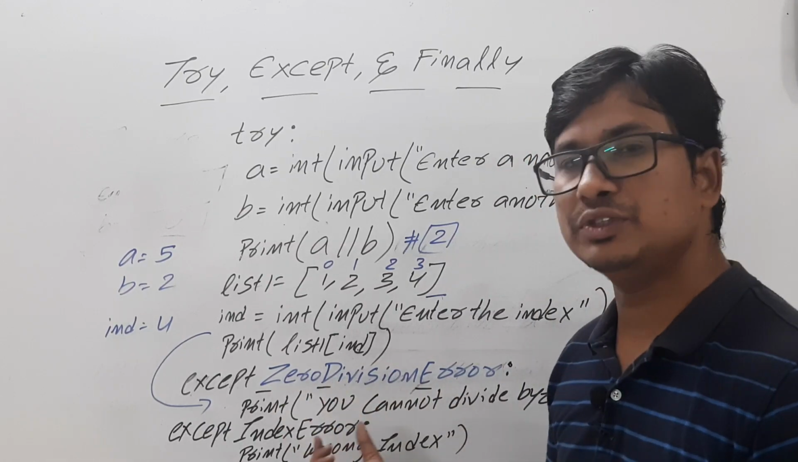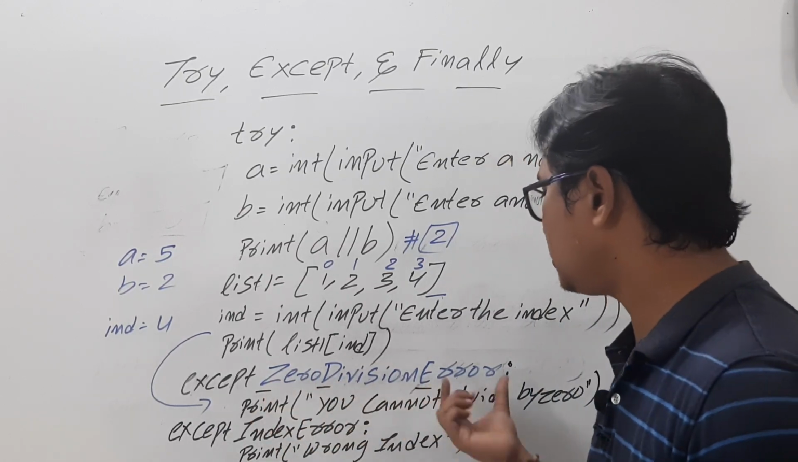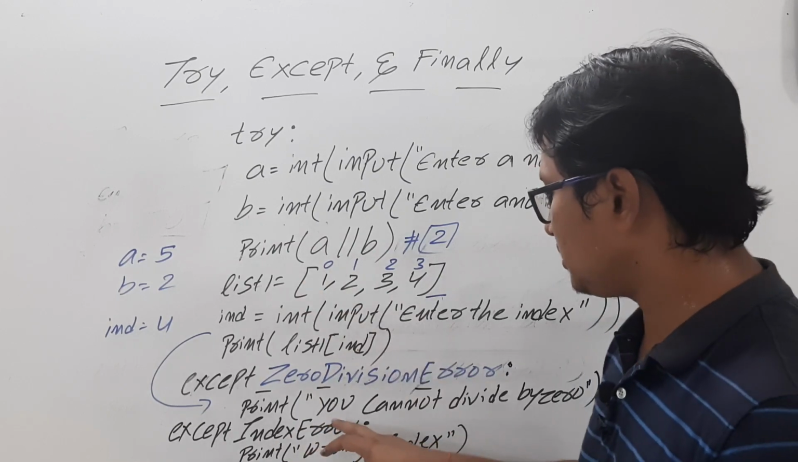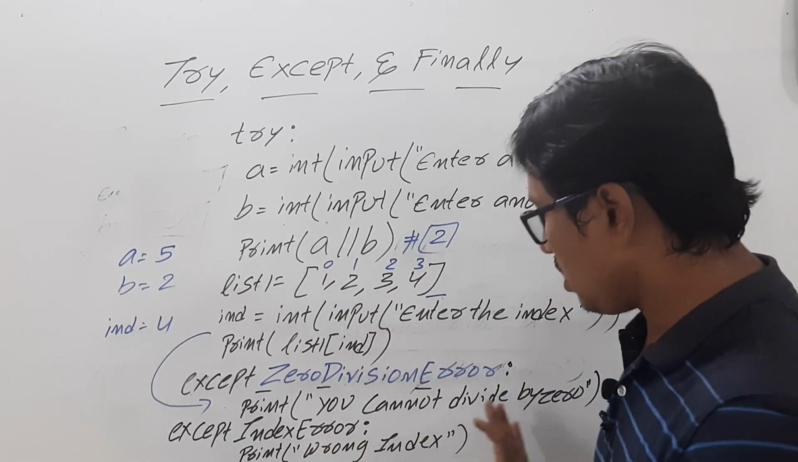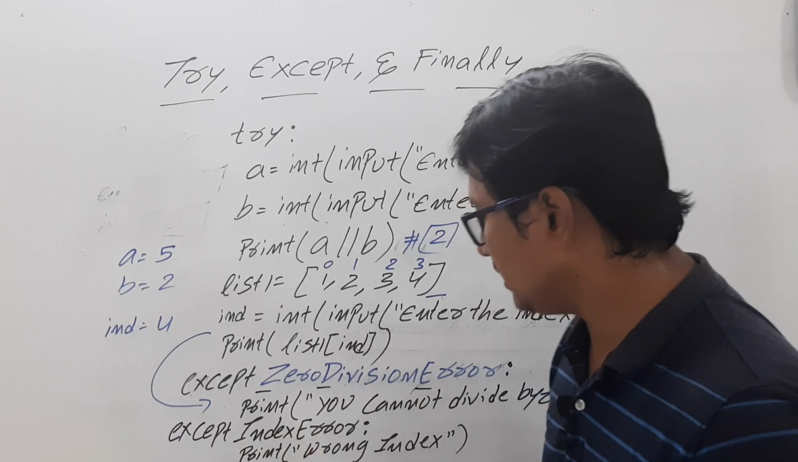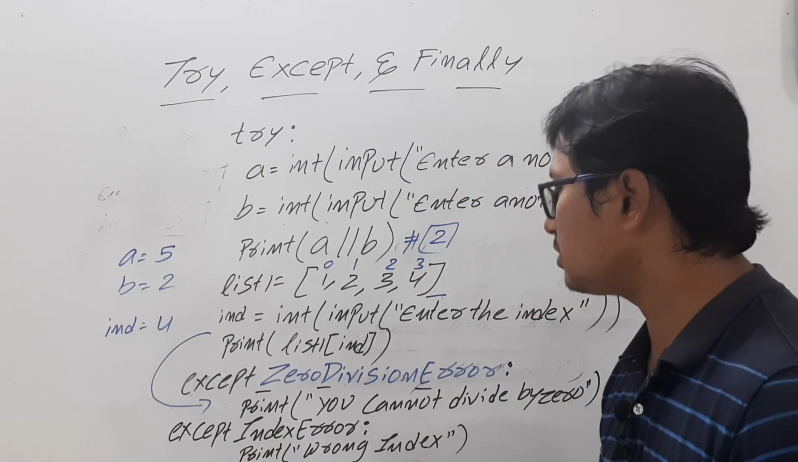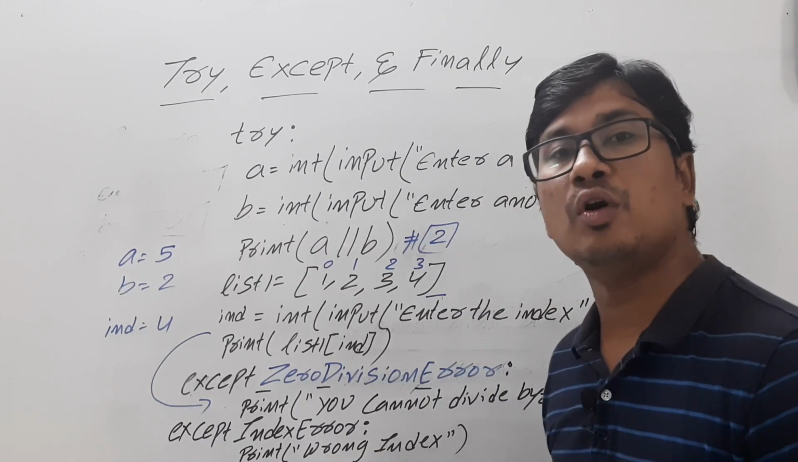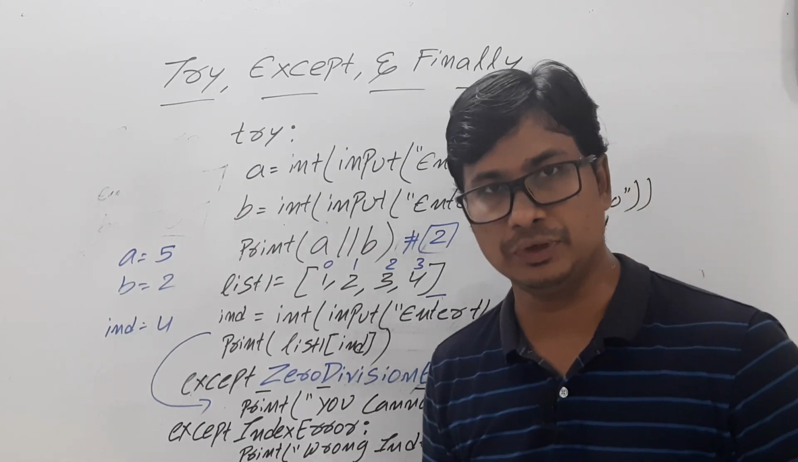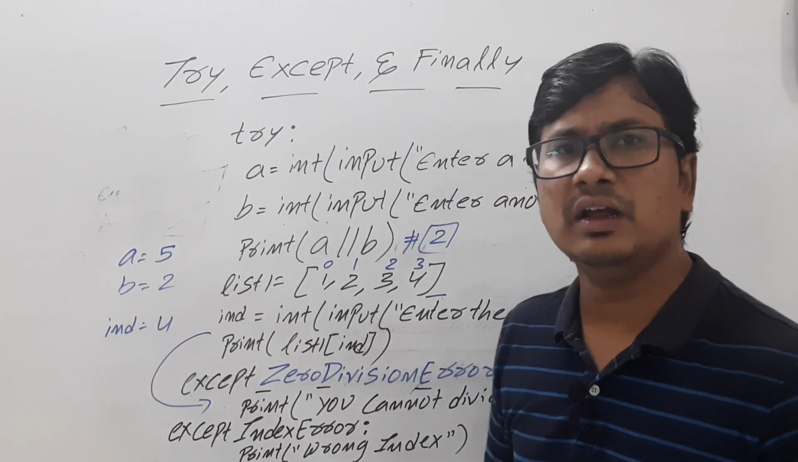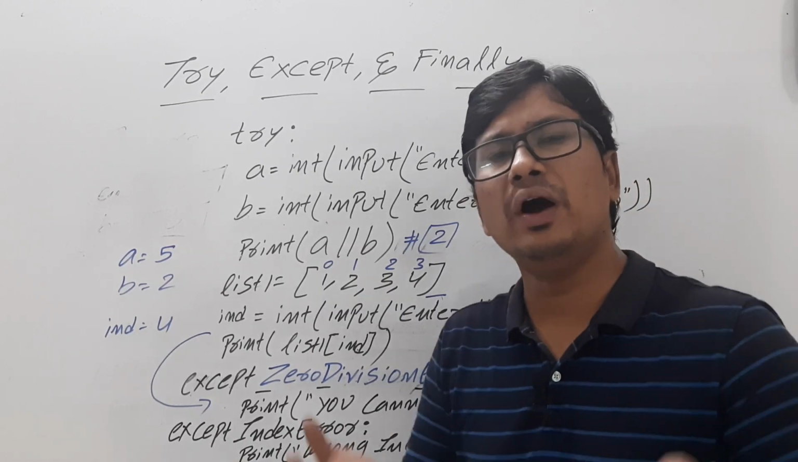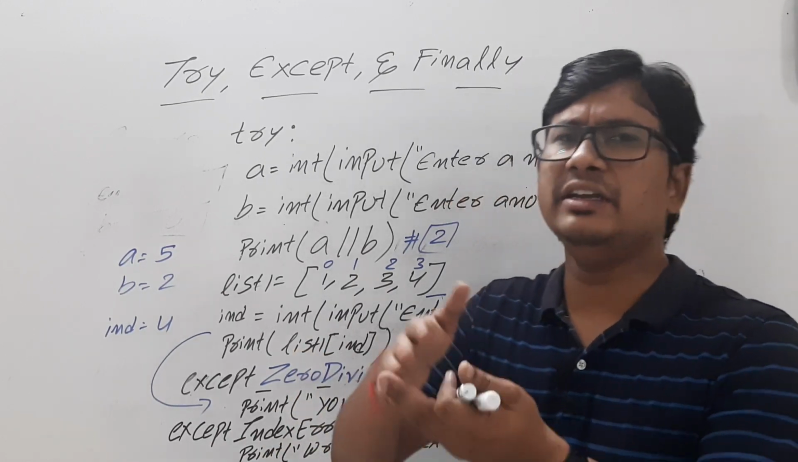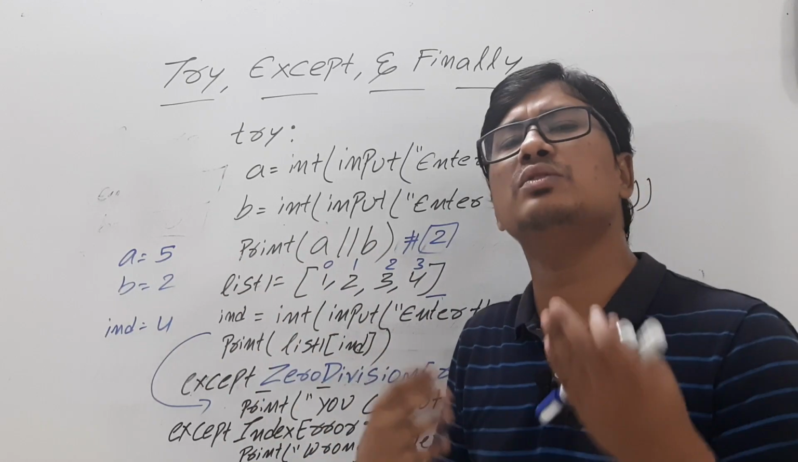Like for a zero division error, you can write "zero division error". If it is a zero division error, you will get this output. Then for an index error, you will get this output. Suppose the user has entered a wrong index, then it will give you the output "wrong index", a customized output. Now let's take that. Sir, I don't know what the user will enter. I am writing a program. I do not expect what the user will enter.